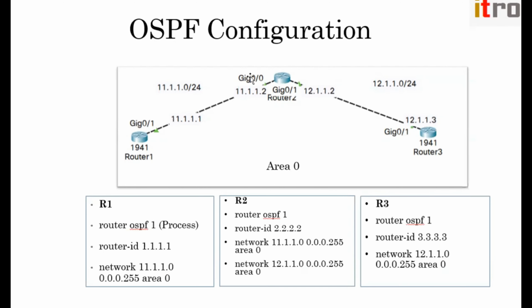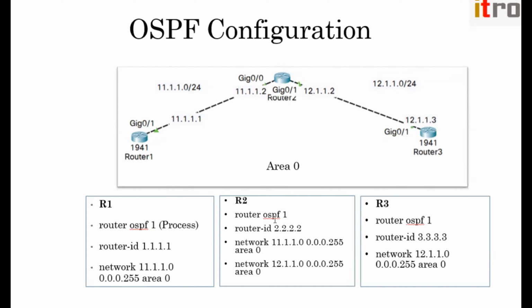Now, the configuration part. For OSPF configuration, we have, let's say, router 1, router 2, and router 3, and we want to configure OSPF between R1 and R2. First of all, we need to configure each of the interfaces. Then we say router ospf 1, where 1 is the process. Then we set the router ID, router-id 1.1.1.1. And for the network, we add 11.1.1.0, the subnet, with wildcard mask 0.0.0.255, area 0. So all of the routers will be part of area 0.